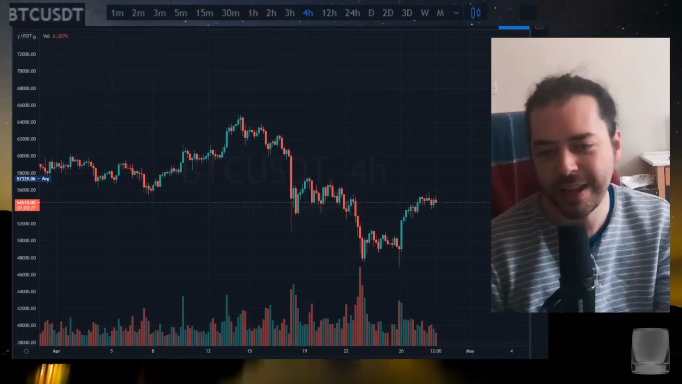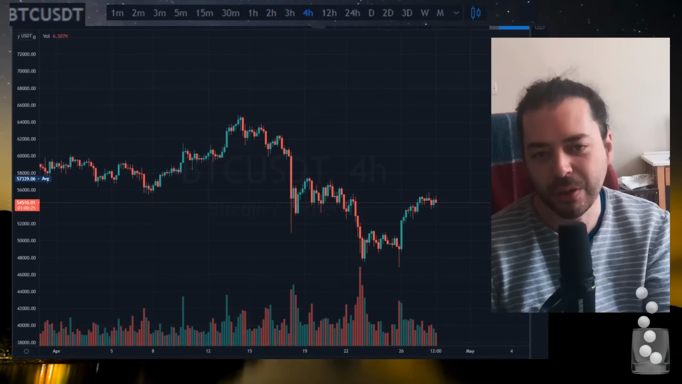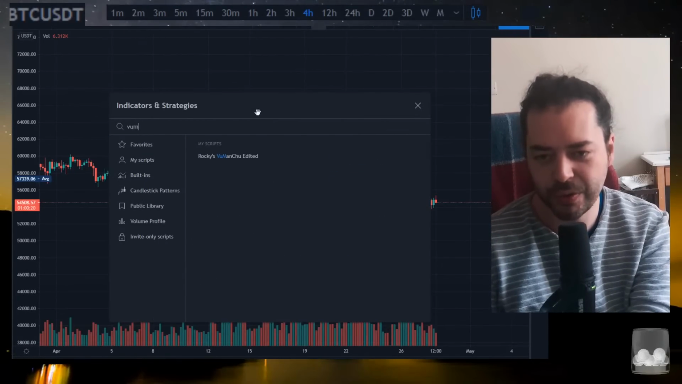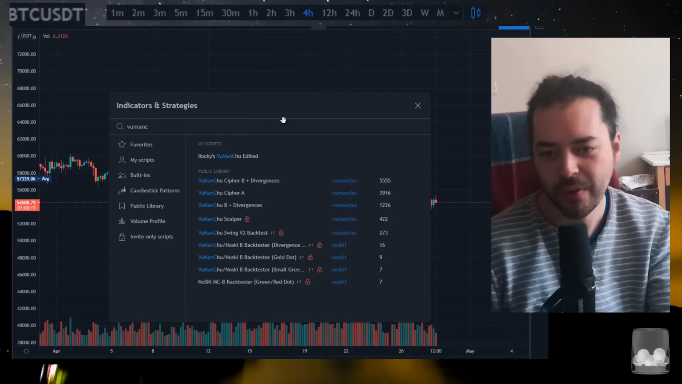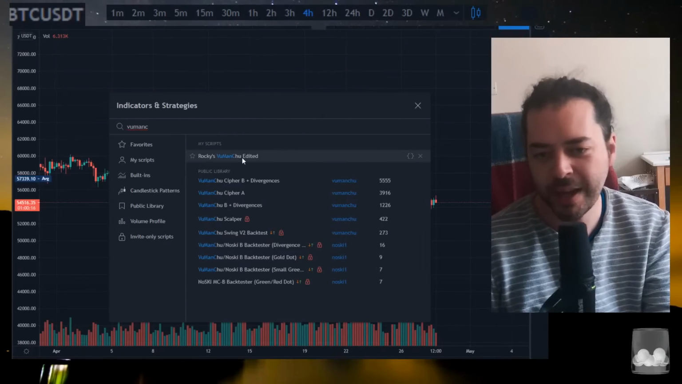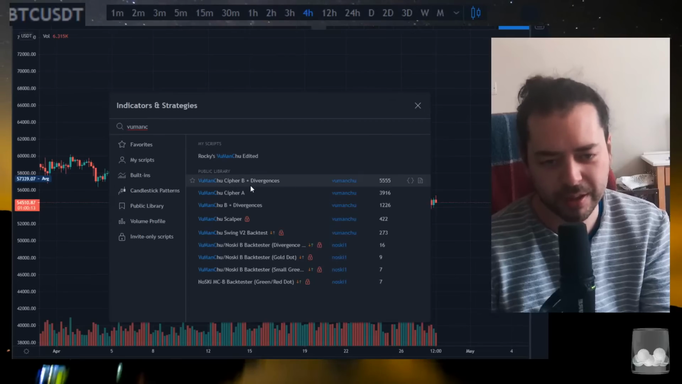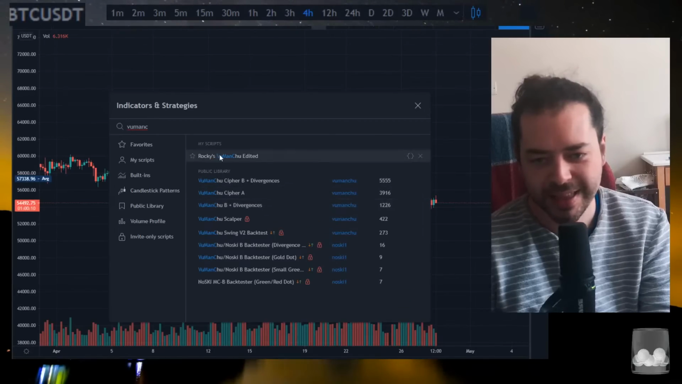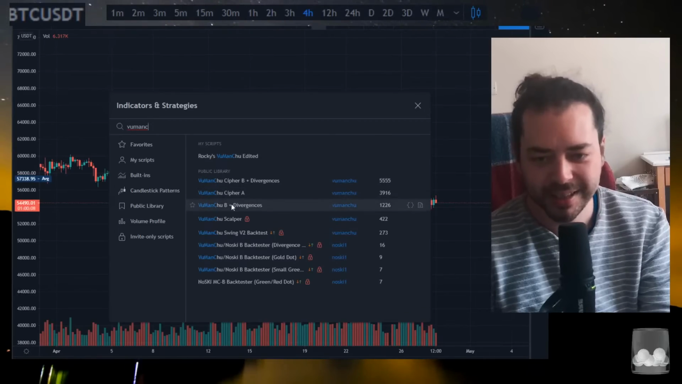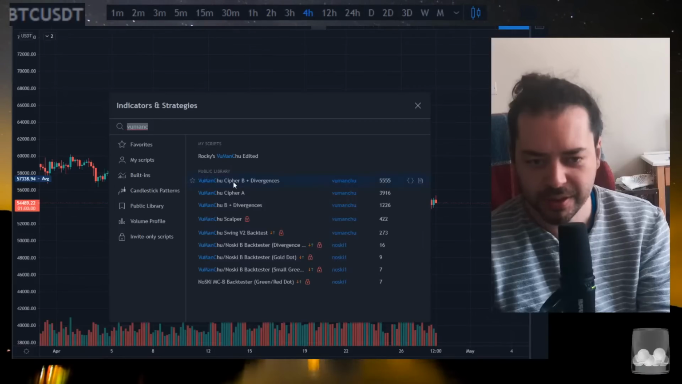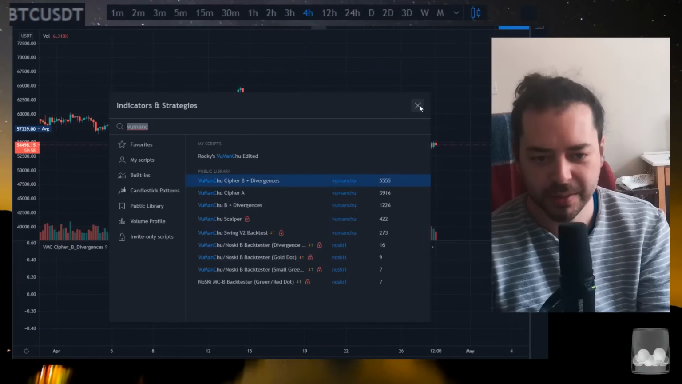So let's dive on into it, shall we? First thing that we're going to have to do is add the indicators on here. So let me just search for VuManChu. Right, I've also got Rocky's VuManChu edited one here where I was messing around with the source, but that's not public, that's my script. I'll just add on the one here. VuManChu Cipher, which one is it? B plus divergences. That's the most popular one on there. That's not a surprise.